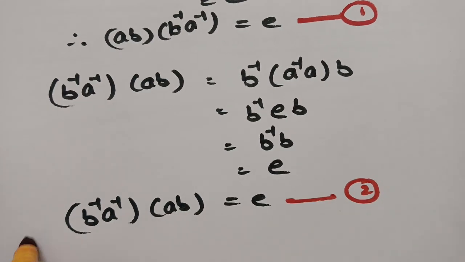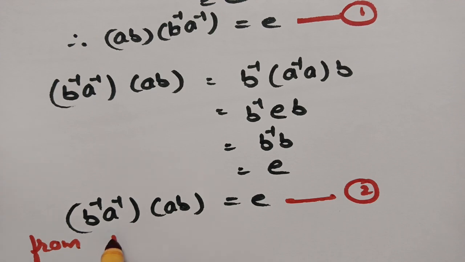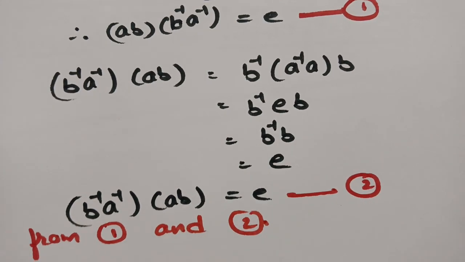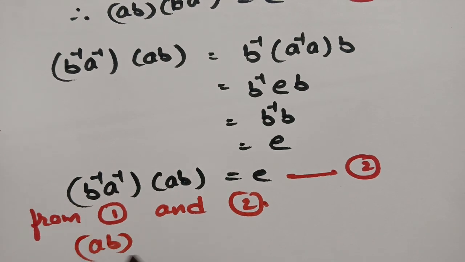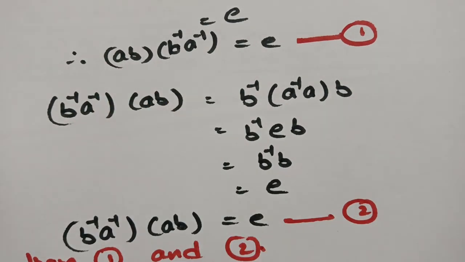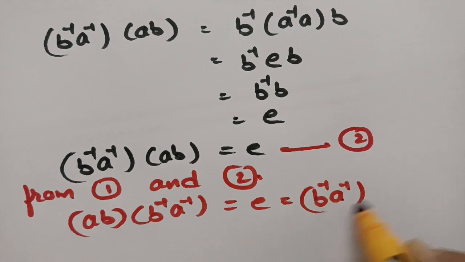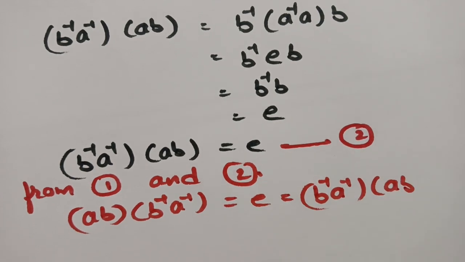So from 1 and 2, see here what I am writing. From equation 1 and equation 2. So here, what happened here? AB into B inverse into A inverse is equal to E, which is equal to B inverse into A inverse into AB.